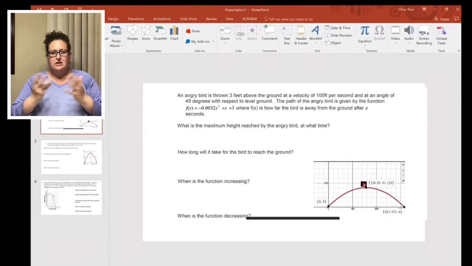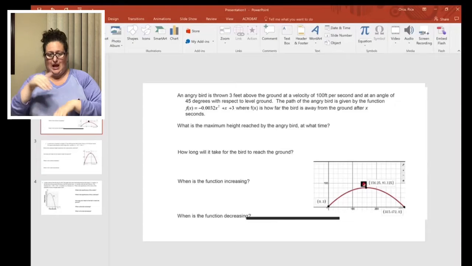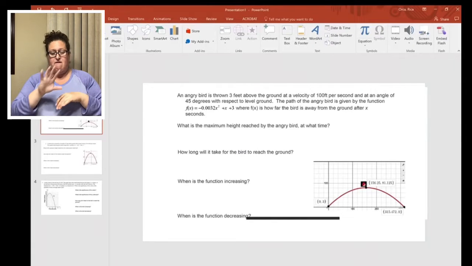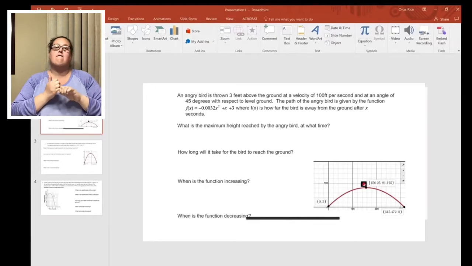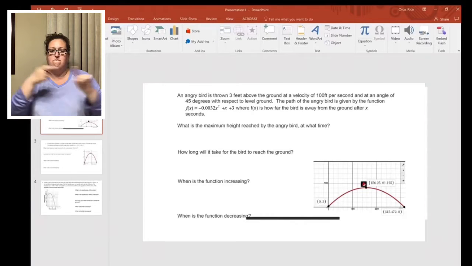Here's the first problem. An angry bird is thrown 3 feet above the ground at a velocity of 100 feet per second and at an angle of 45 degrees with respect to level ground. The path of the angry bird is given by the function f of x equals negative 0.0032 x squared plus x plus 3, where f of x is how far the bird is away from the ground after x seconds. What is the maximum height reached by the angry bird and at what time?